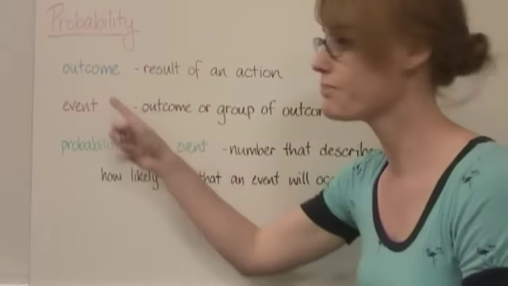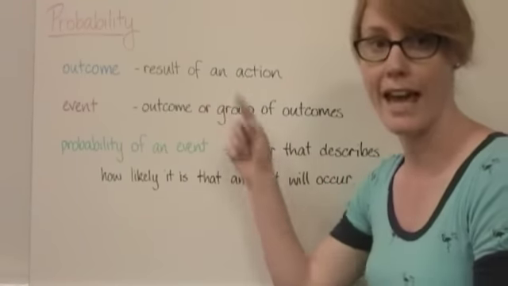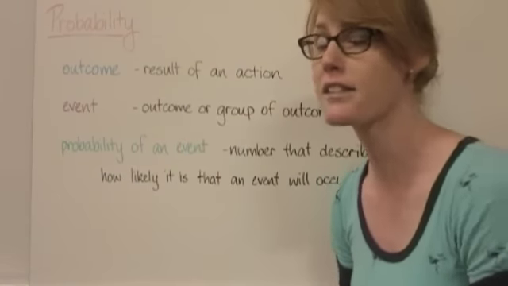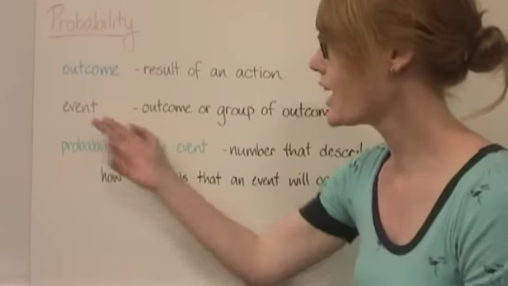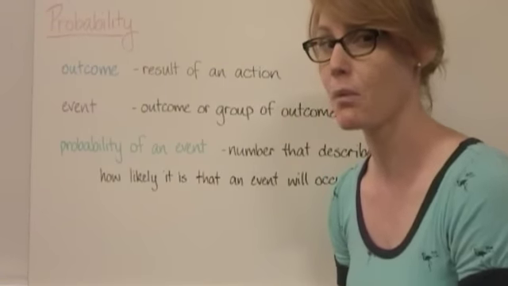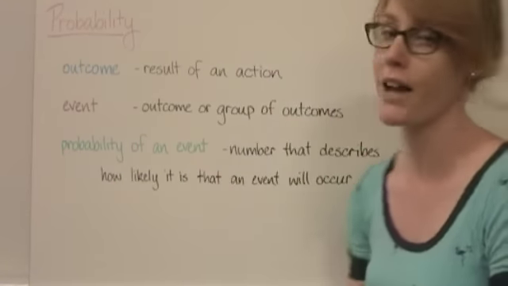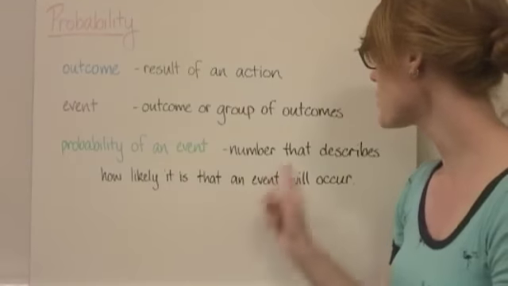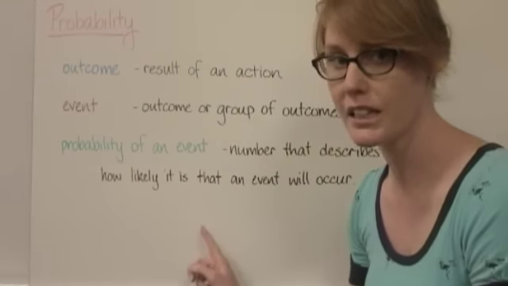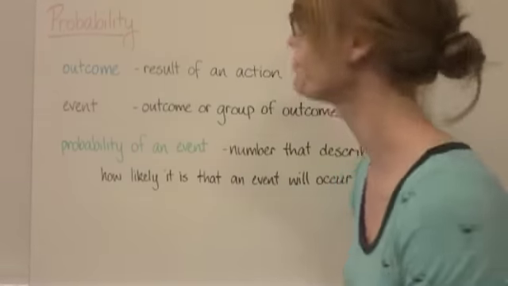So an outcome is the result of an action, and that might be rolling a dice, it might be spinning a wheel. The event is the name that we give to an outcome or group of outcomes. And the probability of an event is a number that describes how likely it is that that event will occur.